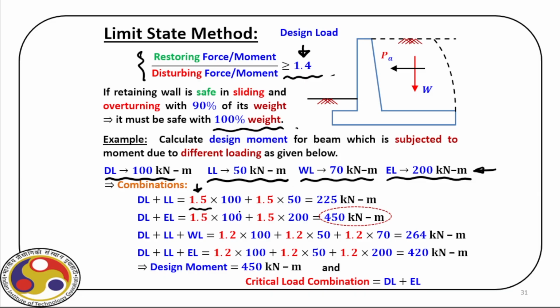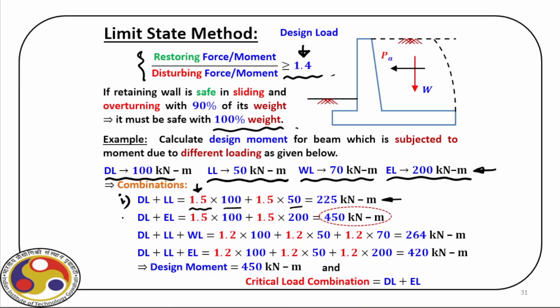Just by looking at that, you can easily sense this is actually the limit state against collapse. So, in the first combination we have dead load, which is 100, and live load, which is 50. Both of them are multiplied by the respective factors, which is 1.5 here. Once you add them, we get the design moment corresponding to this load case. Say this is the first load case.